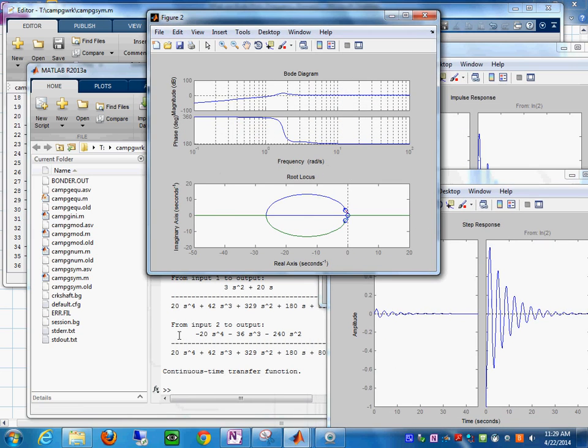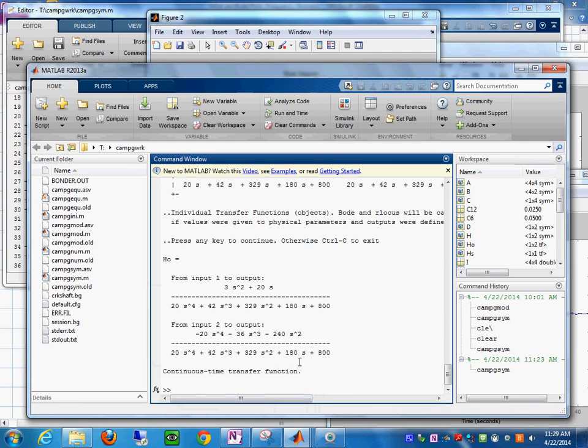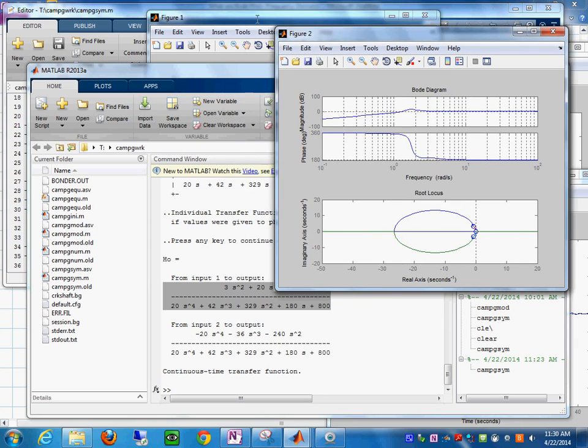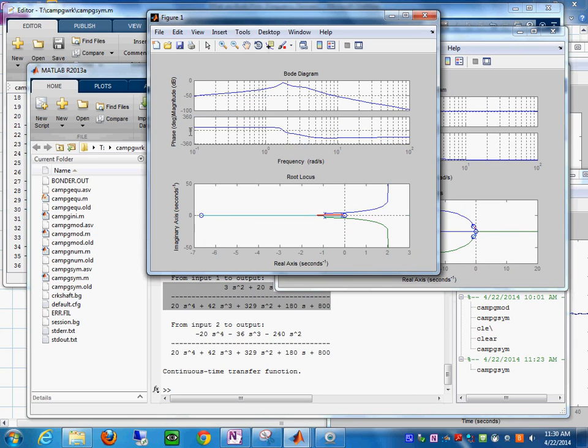So let me go back in here for a second. You see what it says? From input 1 to output 1, and from input 2 to the output that we have. And this is my transfer function right there. Okay, that's the one that we're working with. And automatically the computer has given me the Bode plot of the transfer function. Here's the magnitude plot, and this is the phase plot.